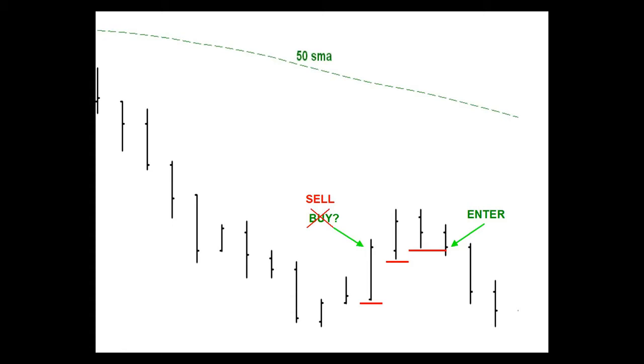Because we know as traders, we hate to enter into a position and see it go the opposite direction. It's the worst feeling in the world, right? You hate to buy something, buy a stock, and then the very next day it goes the opposite direction. It's very disheartening, it's very discouraging, and you start to doubt your strategy.